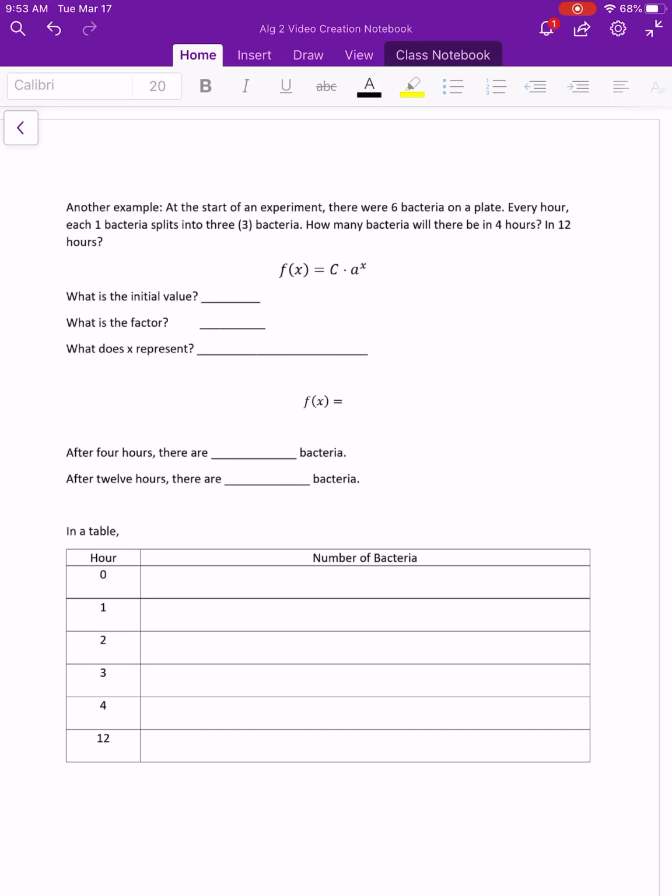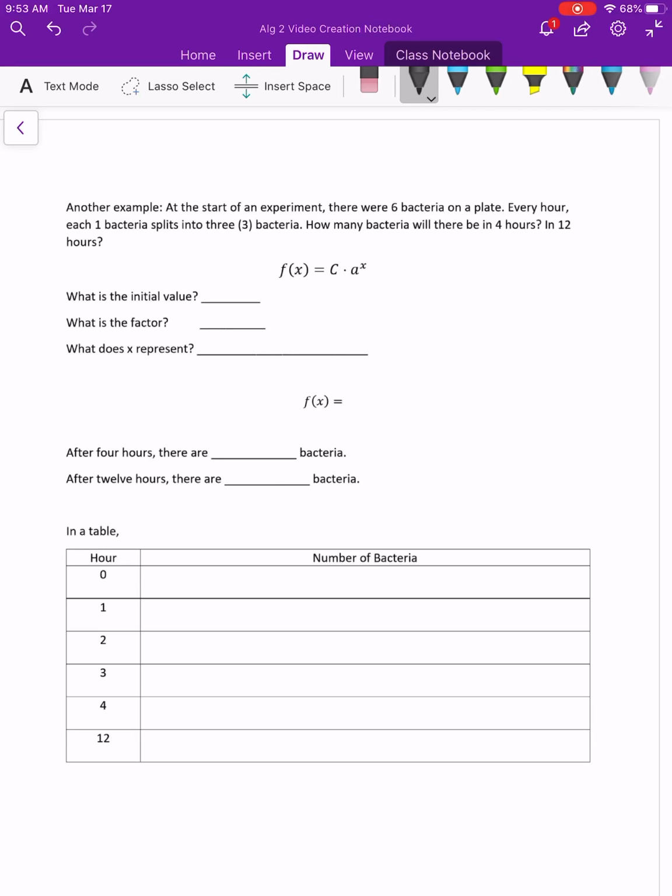We're learning about exponential functions and how to write equations to model these exponential functions. So we're going to start with another example. At the start of an experiment, there were 6 bacteria on a plate. Every hour, each bacteria splits into 3 bacteria. How many bacteria will there be in 4 hours? And then how many bacteria will there be in 12 hours?